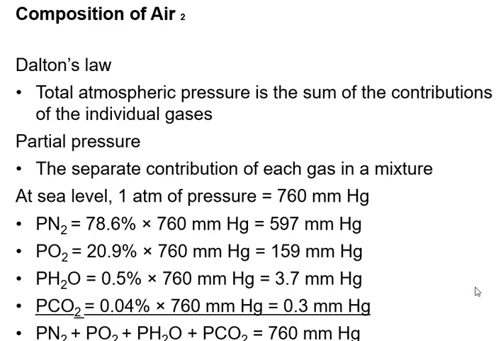And here's another one of those slides that kind of makes you think that your head's going to explode when you look at it. But basically, Dalton's law says if you take the pressure that is exerted by nitrogen and the pressure that is exerted by oxygen and water and carbon dioxide, and you add those together, you end up with 760 millimeters of mercury. So when you talk about sea level, you're talking about the pressure in the air of all the gases combined is 760 millimeters of mercury.